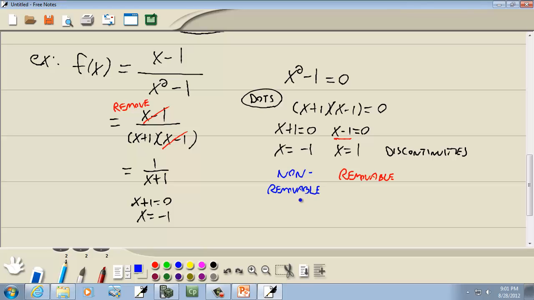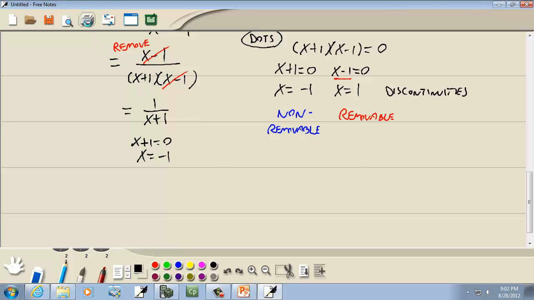So very easy to tell which is which. Of course, you set your denominator equal to 0 to find your discontinuities, and then you put it back in fraction form, factor it, and see what cancels. What cancels is called your removable discontinuities. Let me save this, and we'll take a look at some problems.